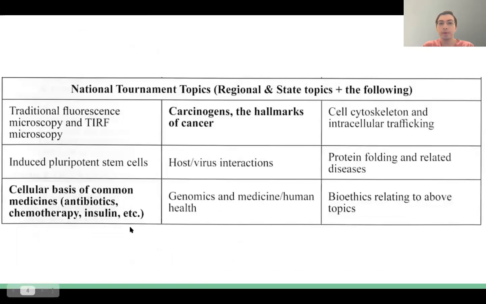And then here are the topics for the national level. It's a lot more complex. If we do get there, then we'll definitely go over this. Otherwise, we'll go over some of our invitationals, but not the whole thing.